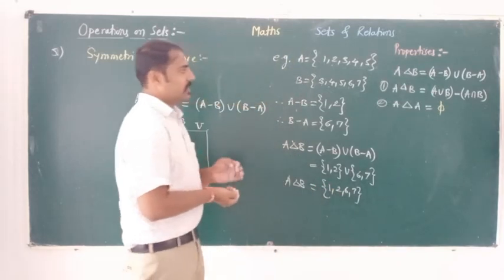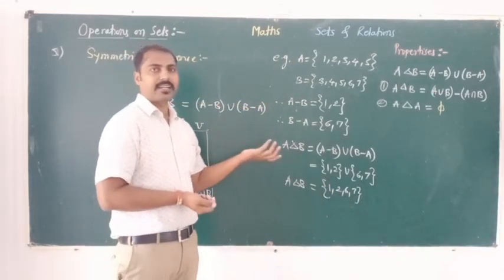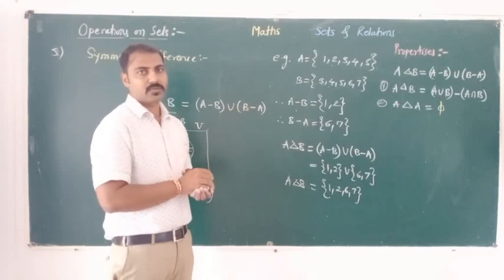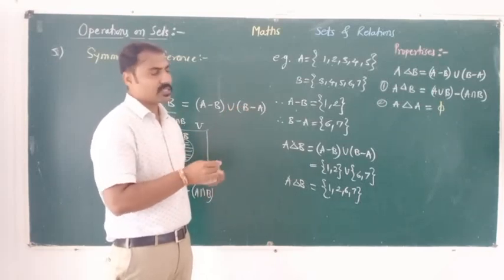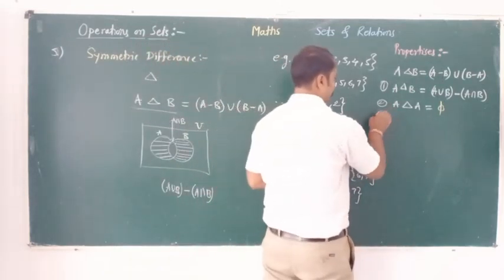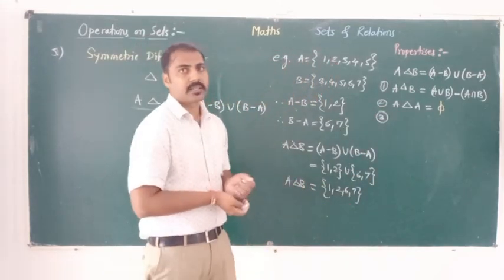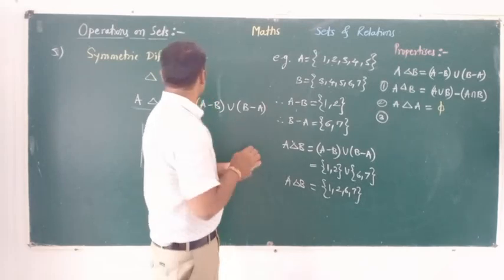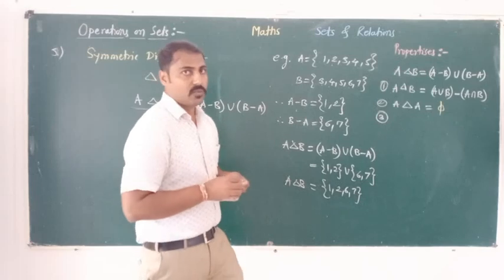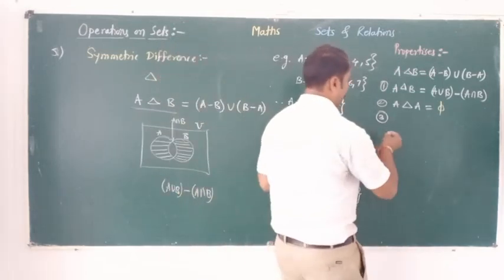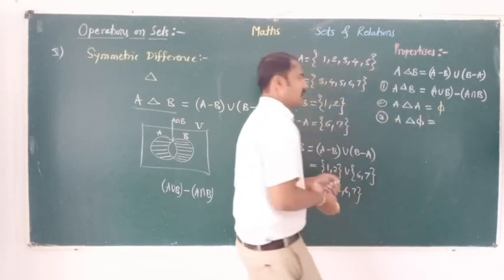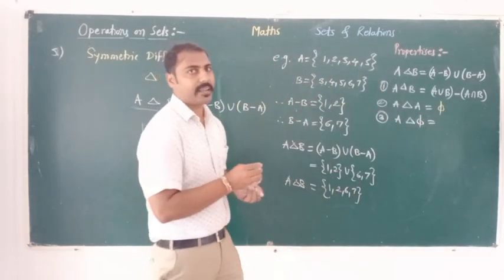Because A delta A and A delta A both are same, so they cancel with each other, and the difference is, what? It's 0. The third one is, if we take symmetric difference with 5, A delta 5 is equal to, it is clearly A.